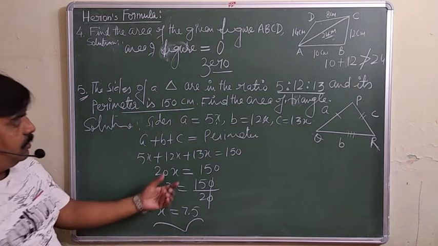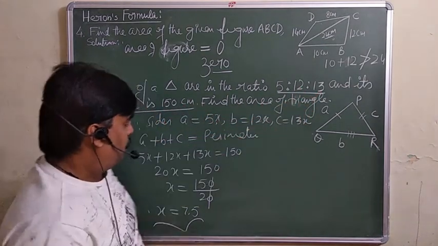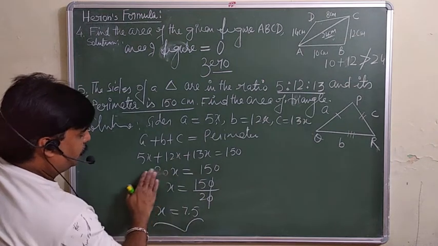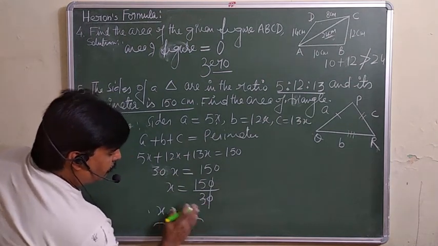This means the perimeter is given 150 and then this one, sorry, this is 30, this is your 30, so it will be 5.